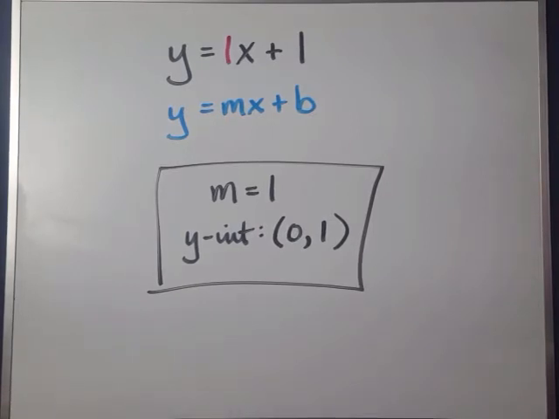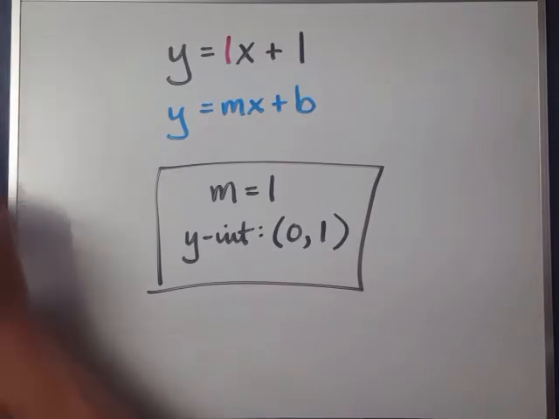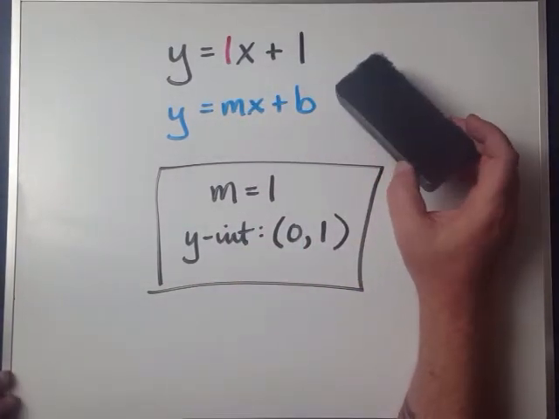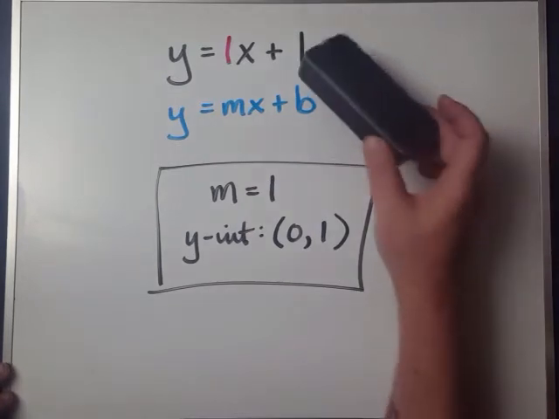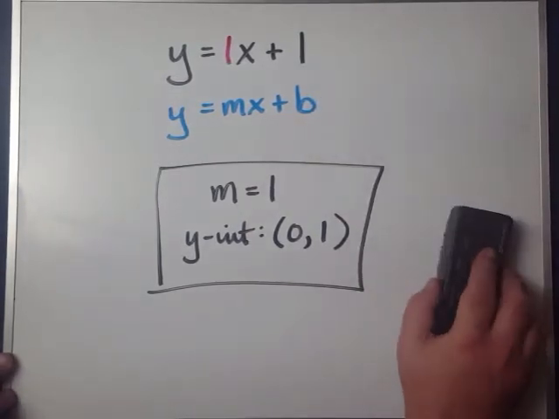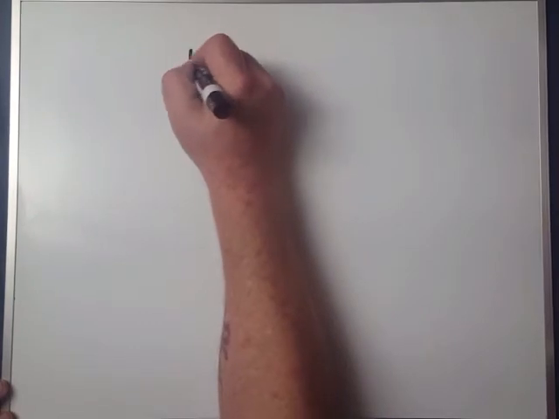So just being able to look at that equation once it's solved for y and being able to determine certain things about the line that we haven't even drawn, that's an incredible tool that we now have. Let's look at number 10. Number 10 is already solved for y.